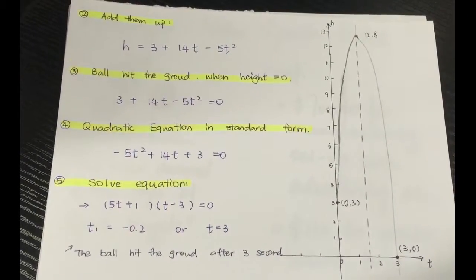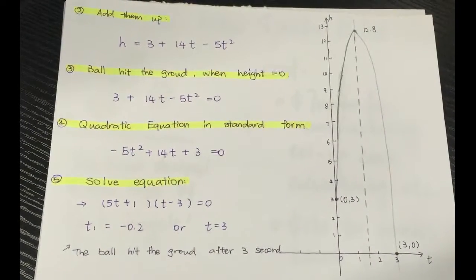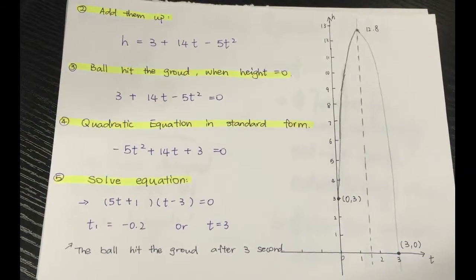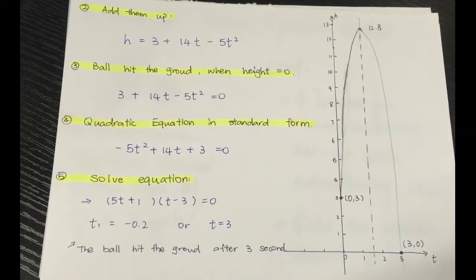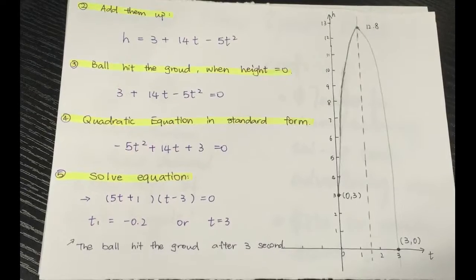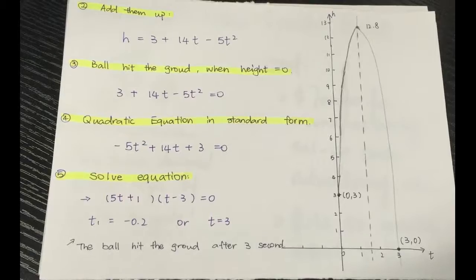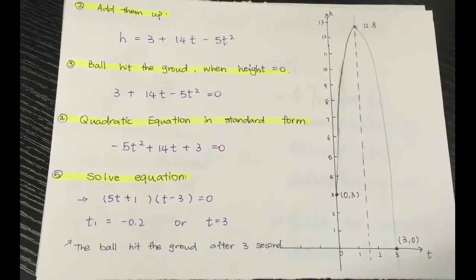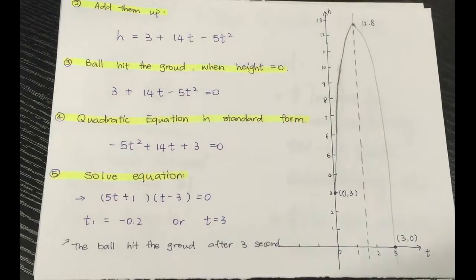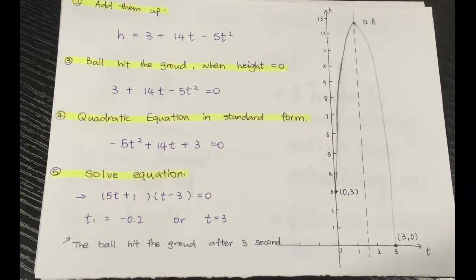Secondly, we add them up. We get h equals 3 plus 14 times t minus 5 times t squared. When the height equals 0, the ball hits the ground. So we get 3 plus 14 times t minus 5 times t squared equals 0. We write the quadratic equation in standard form, so we get minus 5 times t squared plus 14 times t plus 3 equals 0.